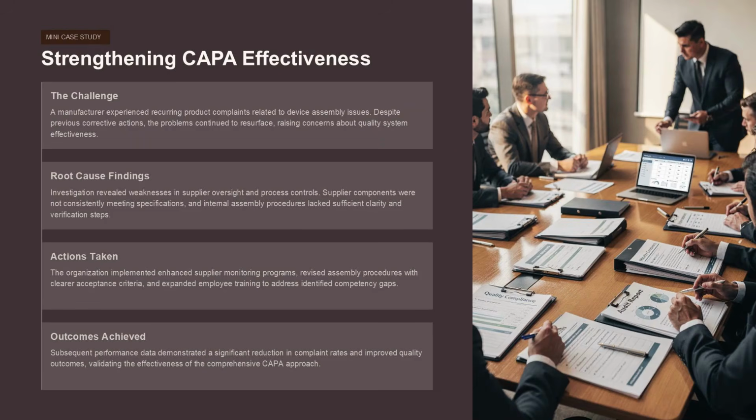A manufacturer experienced recurring product complaints related to device assembly issues. Despite previous corrective actions, the problems continued to resurface, raising concerns about quality system effectiveness. Investigation revealed weaknesses in supplier oversight and process controls. Supplier components were not consistently meeting specifications, and internal assembly processes lacked sufficient clarity and oversight.